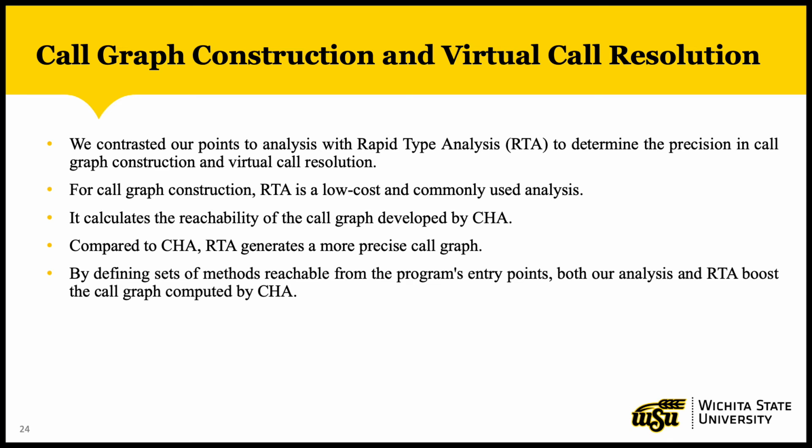We summarize this reduction without explicitly showing the number of nodes for each program, and on average, the reduction in the number of nodes is 54% for our analysis and 47% for RTA.